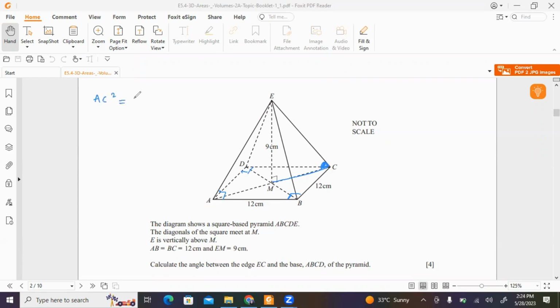So AC squared equals AB squared plus BC squared. AC squared equals 12 squared plus 12 squared, which is 144 plus 144, and that equals 288. Then to find AC, we take the square root of 288. So the square root of 288 is 16.97.